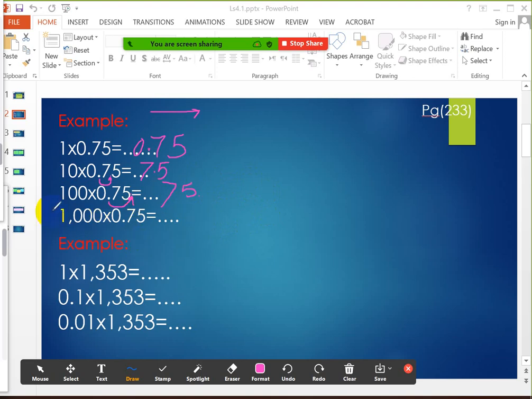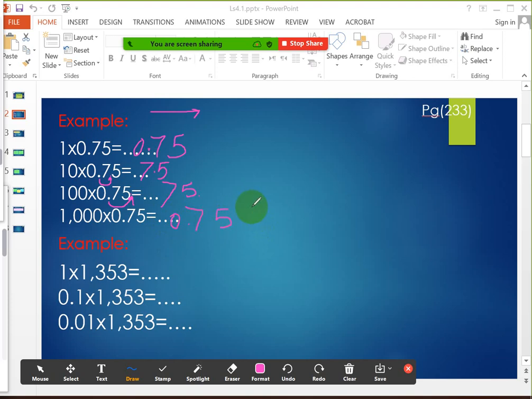What about if I want to multiply 1000 with 0.75? Also, I have to move the decimal point number of digits equals number of zeros in the 1000 here. I have 3 zeros. So I have to move the decimal point 3 digits. Okay? But there is no digit here. I have only 7 and 5 and the decimal point right here. Right? And there is no third digit.